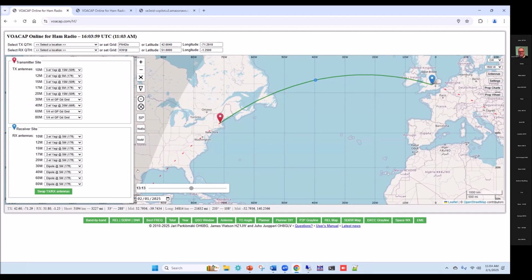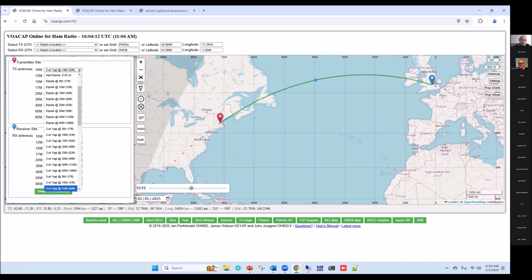Are you saying that it's a dipole that you use on multiple bands? I'm sorry, I misspoke. It's a doublet. I should have said, but I think it sort of acts like a dipole. I would treat it as a dipole. So whatever options there are here for dipole, so you have a dipole with different heights, I would select that.